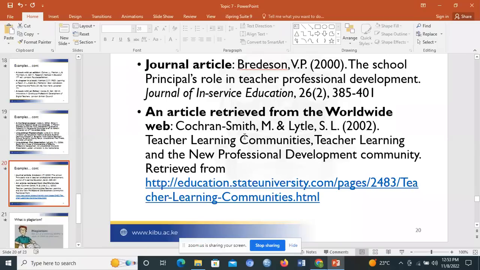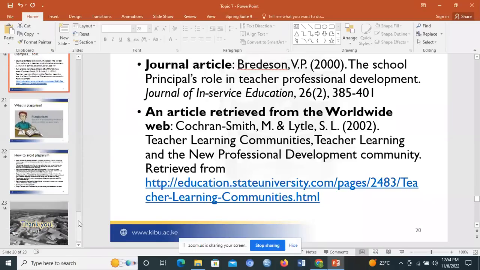So for example, here we have Cochran-Smith, M, and Little, SL, 2002, Teacher Learning Communities, Teacher Learning and the New Professional Development Community, retrieved from http:// these two slashes, education.state-university.com/pages/248/teacher-learning-communities.html. The beauty about this, if you're writing using a computer, the computer will immediately notice this link and it will underline it by itself. So it becomes an active link.